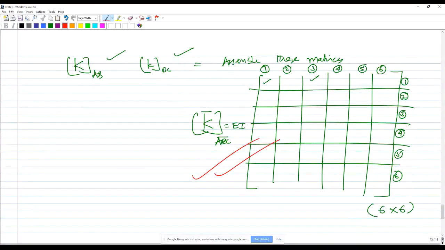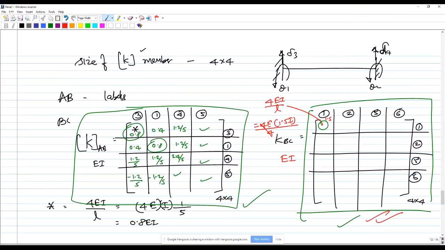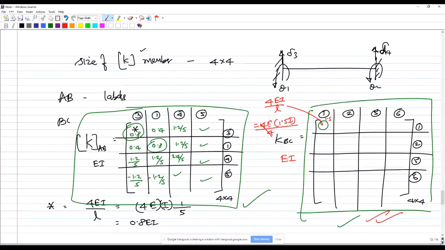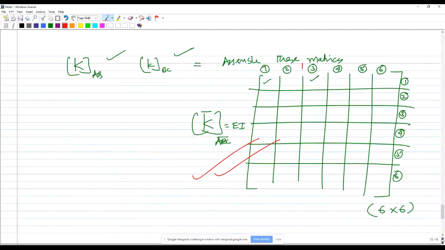Now how many unrestrained degrees of freedom does this problem have? Is anybody online? Please give me an answer. They have been marked in green color. There are 2 unrestrained degrees, theta 1 and theta 2. Therefore, I partition this matrix at 2 by 2.